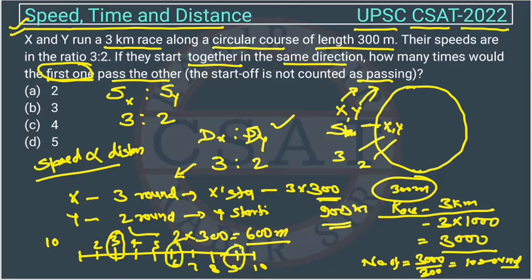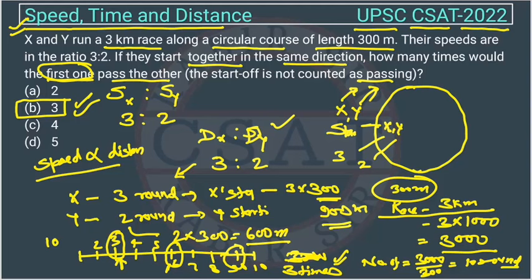So how many times will they meet? They are meeting at the third round when X covers the third round and Y covered 2 rounds, and again they are meeting at the 6th when X covered 6 rounds, and similarly when X covers 9 rounds. So how many times will they meet? They will meet 3 times. So the answer is option B. So this is the answer, right?